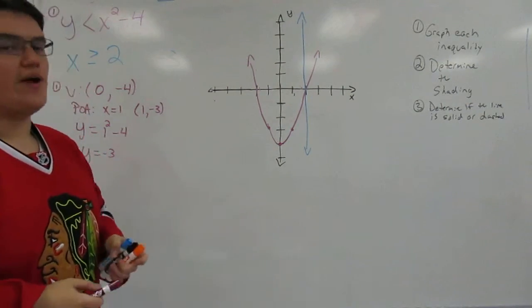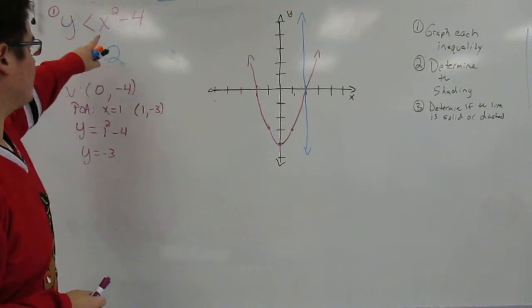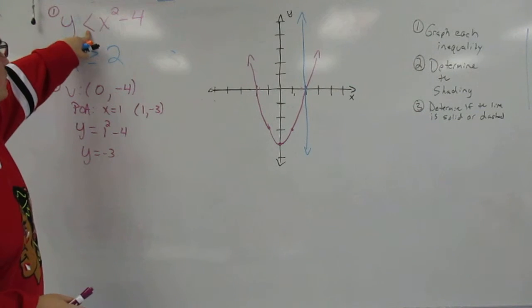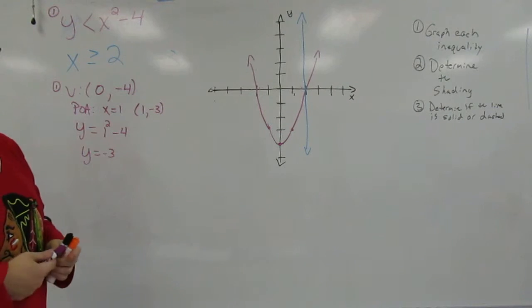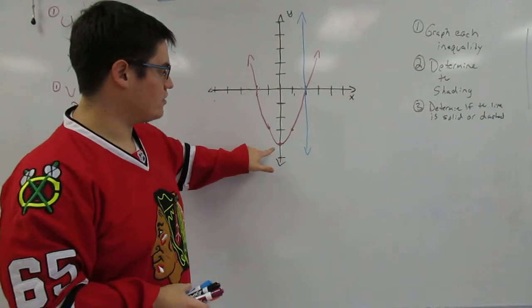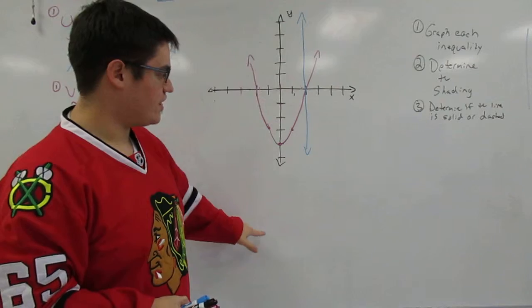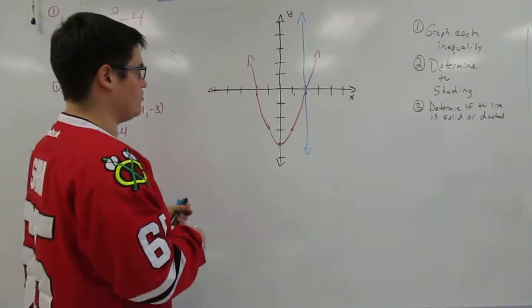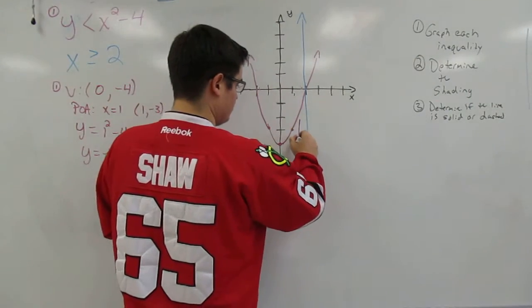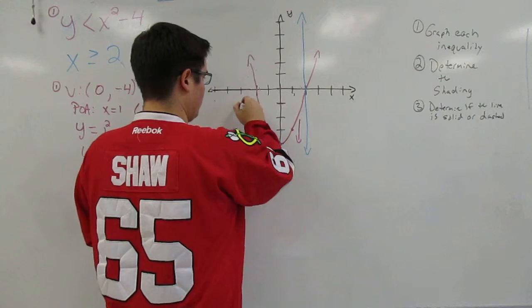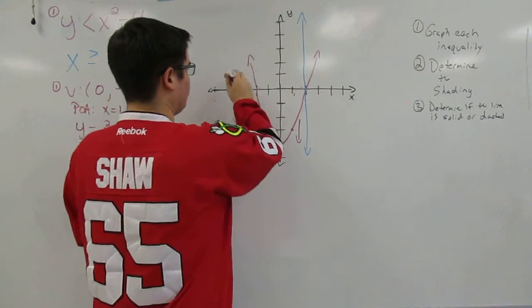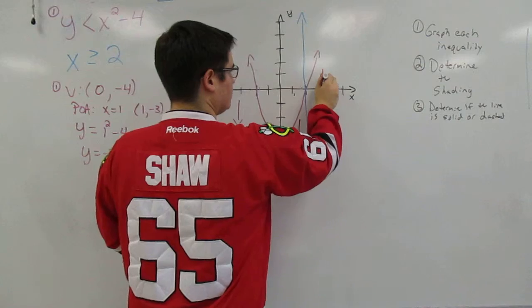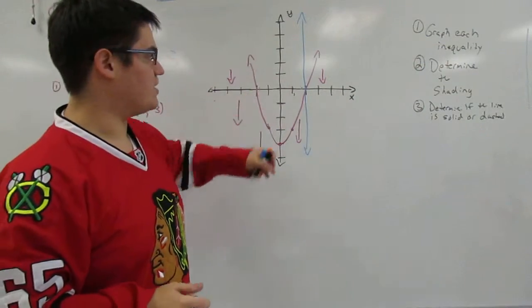Right there. Okay, now we have to determine the shading. Well, we're looking for the y values that are less than our answer here. The y values that are less are the ones that come down here. So my shading is going to be all that stuff outside of here, so everything except for what's in the parabola.